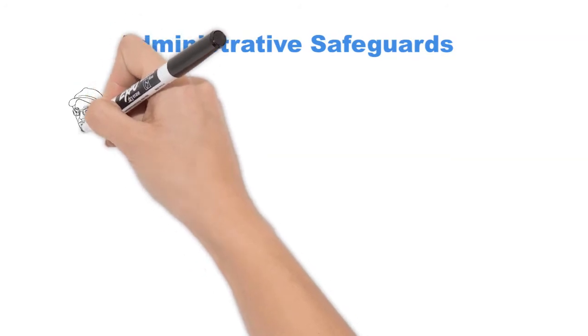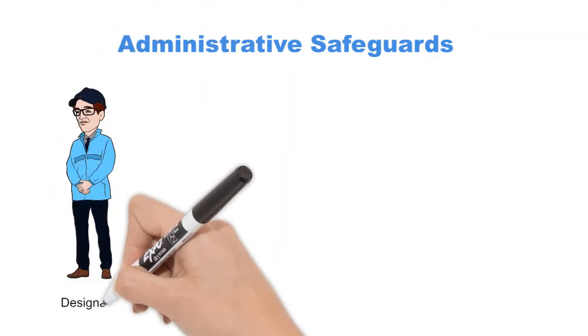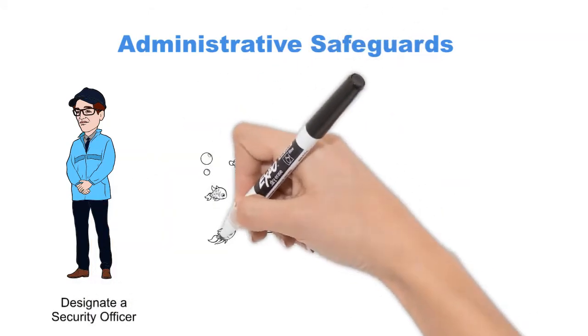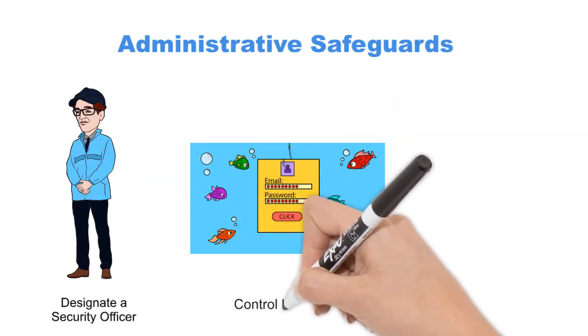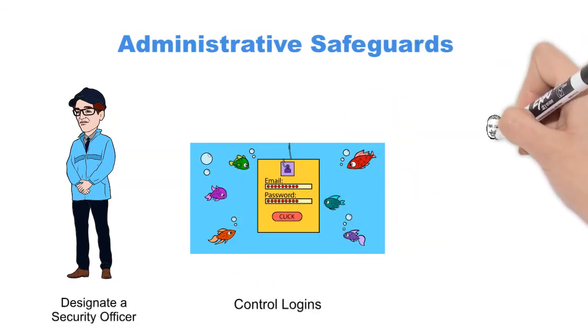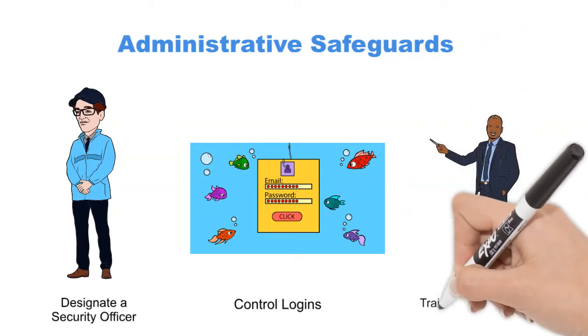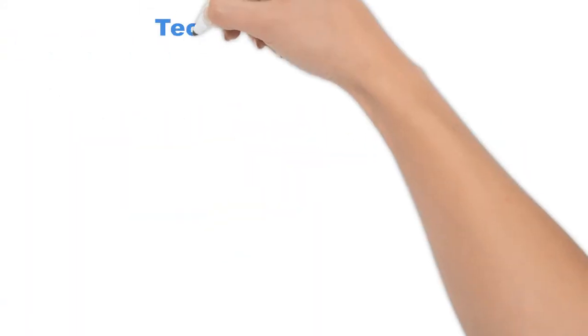First, your physical safeguards, then your administrative safeguards. This is probably more important for a group practice, but you need to designate a security officer. So if it's just you, you're the security officer. If you have other people, logins need to be controlled. And if you have a group practice, you need to be training your staff in HIPAA policies. If you're in your own practice, you need to be making sure you're getting regular training in HIPAA policies.